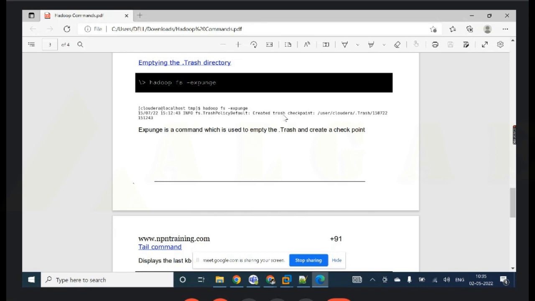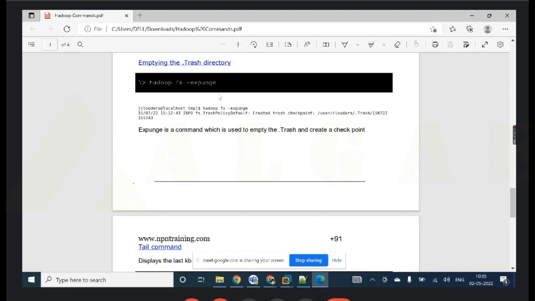No, trace. Hadoop fs -expunge, that one, right, sir? Yeah, expunge. So it will delete everything from trash. Hadoop fs. So here what happened?